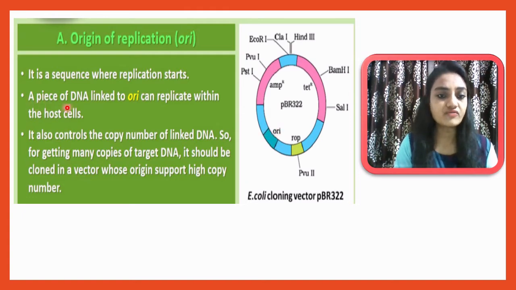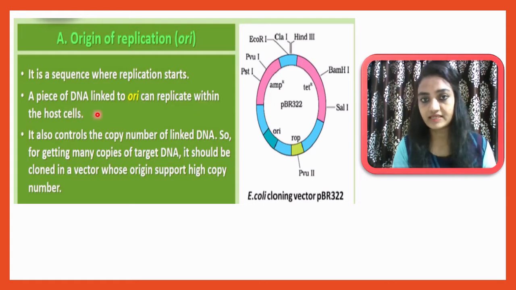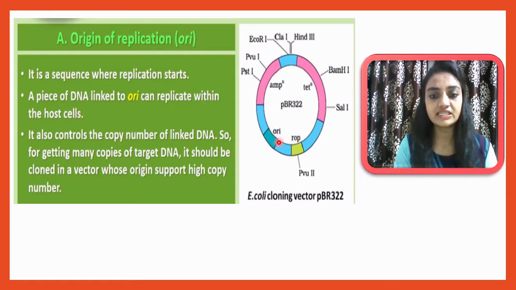A piece of DNA linked to ORI can replicate within the host cell. Whatever genetic codes are present here are responsible for the replication of a plasmid. It also controls the copy number of the linked DNA. So for getting many copies of a target DNA, it should be cloned in a vector whose origin supports high copy number. This is a very important point regarding origin of replication.